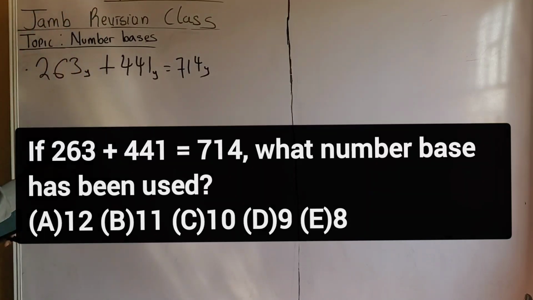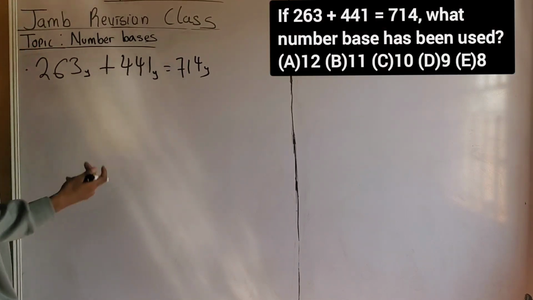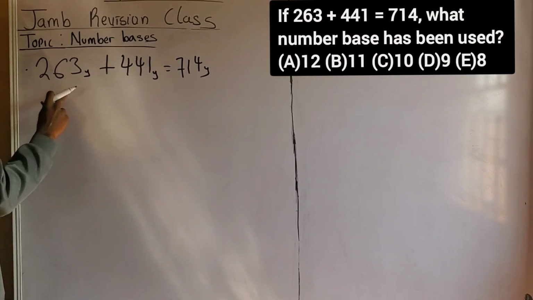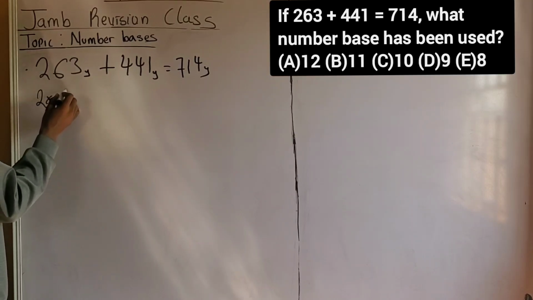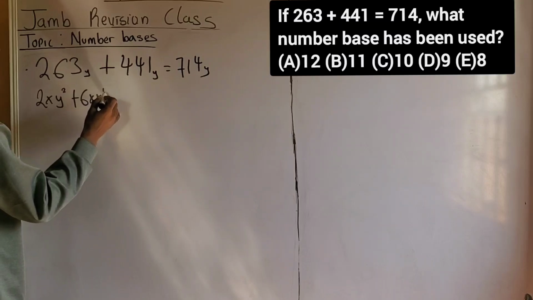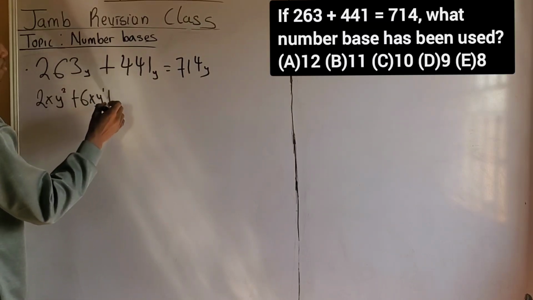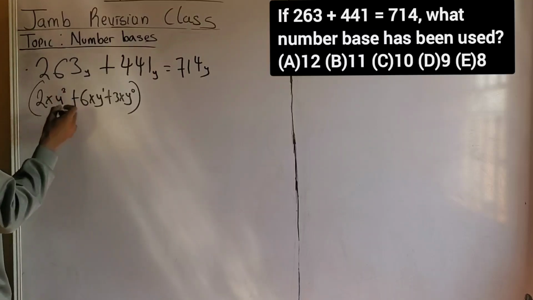Okay. Now let us change this to base 10, this to base 10, and the result also to base 10 by multiplying each digit by the base. So here I'm going to have 2 times y raised to the power of 2 plus 6 times y raised to the power of 1 plus 3 times y raised to the power of 0, right?